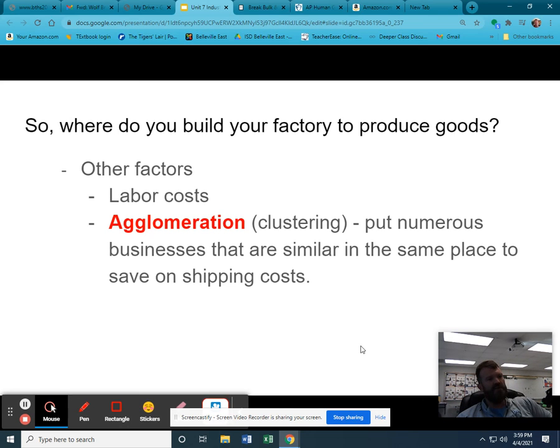The other one is agglomeration, or clustering. So you put numerous businesses that are similar in the same place to save on shipping costs. So Detroit has got car manufacturers. They've got General Motors. They've got Ford. Okay, they used to have Chrysler.